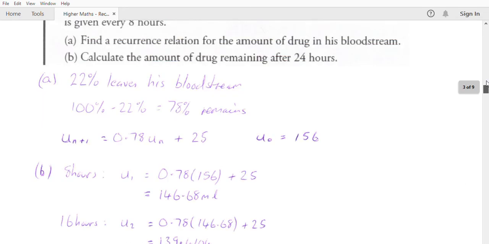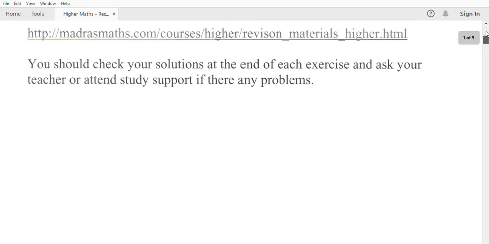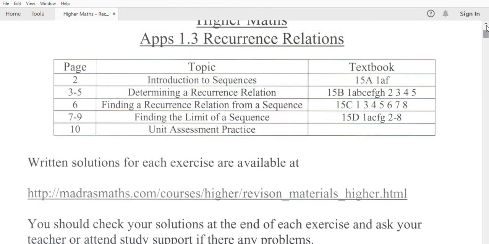As always guys, let's go and try the exercise now. Exercise 15C, questions 1, 3, 4, 5, 6, 7 and 8.